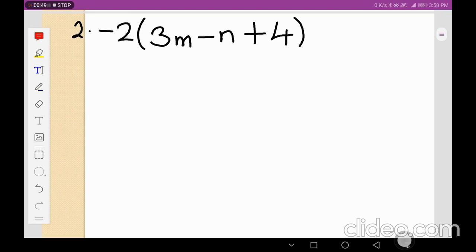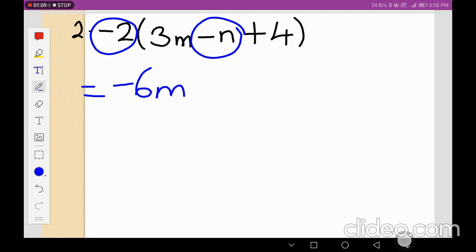Okay, this one we've got minus. So here we've got minus there. We are going to multiply every element with minus 2 there. Let's do that. Okay, so for the first one, I'll have minus 2 times 3m, I'll get minus 6m.